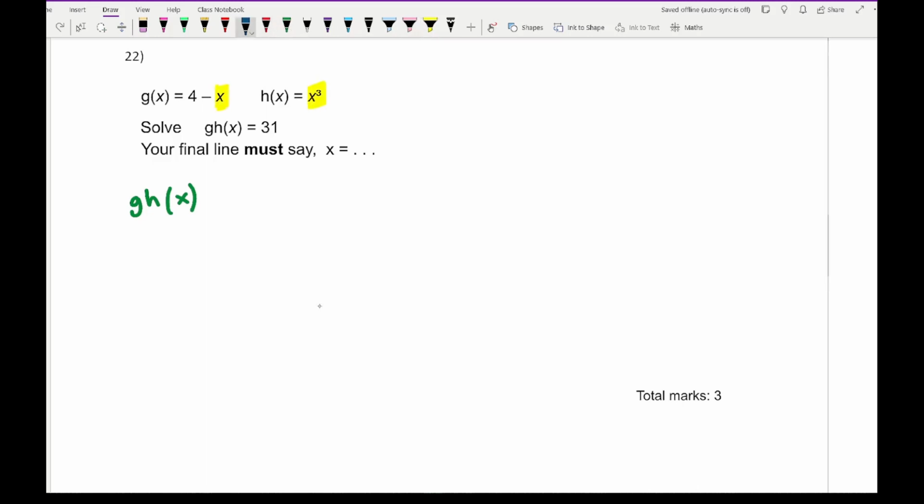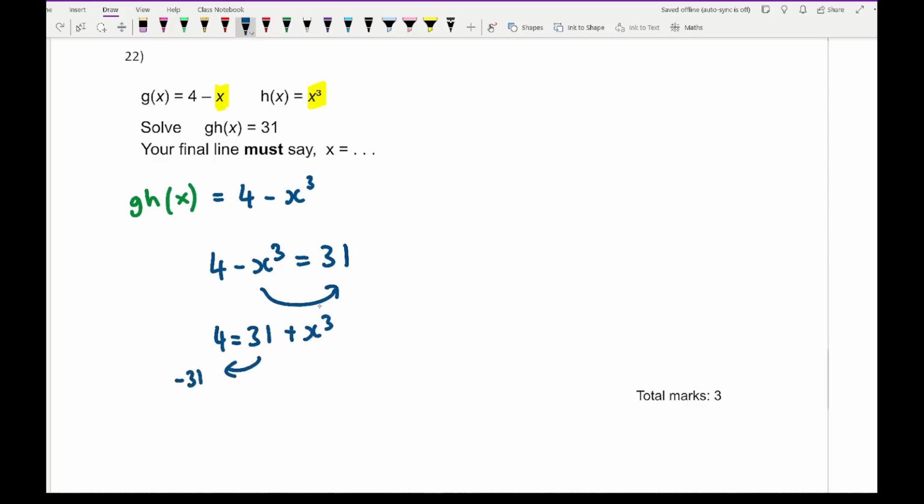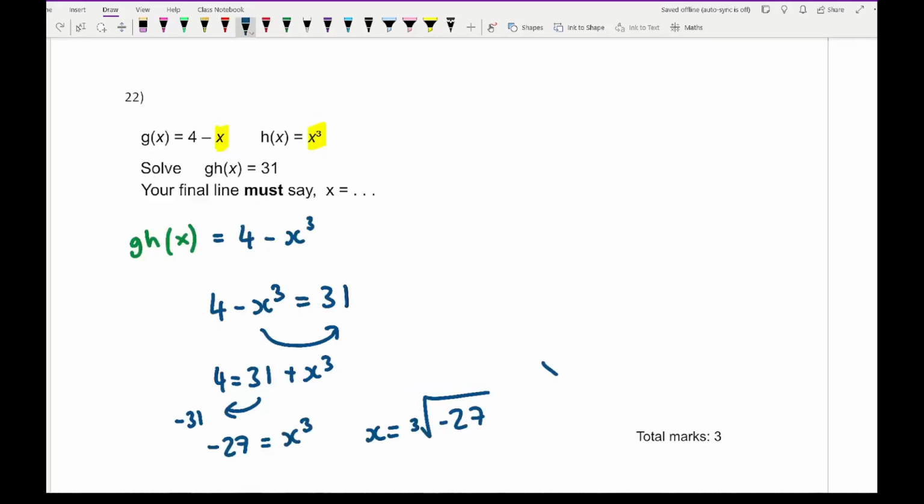So what I end up with is 4 minus x cubed. Now that equals 31. So I want to solve 4 minus x cubed equals 31. If I take the x cubed over to the other side, I end up with 4 equals 31 plus x cubed. Take this 31 over to the other side, so I end up with minus 27 equals x cubed. So x equals the cube root of minus 27, and so x equals minus 3.